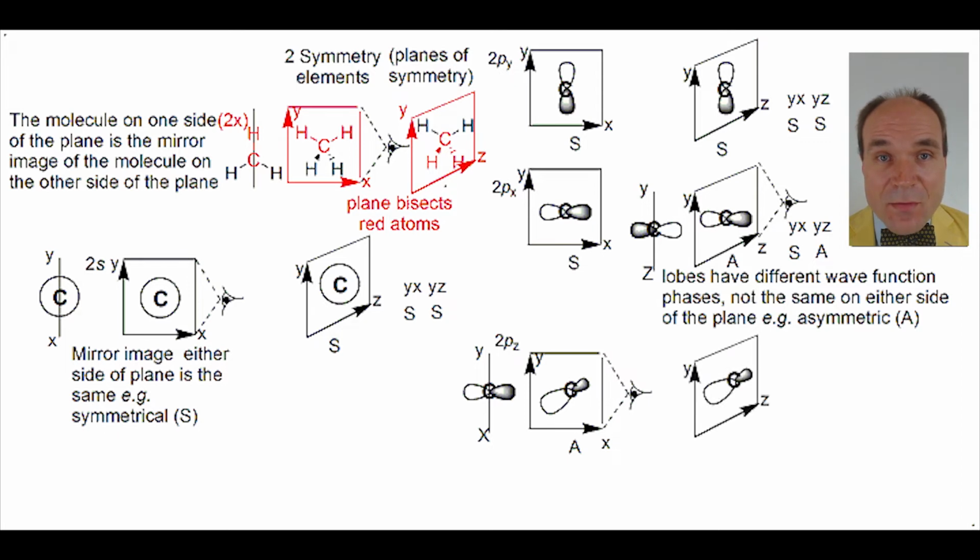Finally, let's think about the YZ plane. When we do so, we can see that either side of that plane, the orbital is a mirror image of the other side of the plane. It's symmetric, so S. So YX plane, asymmetric, YZ plane, symmetric.